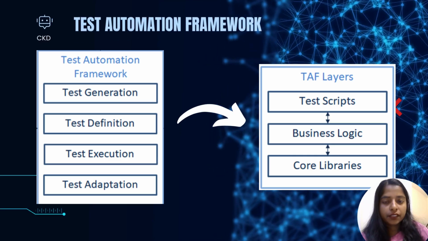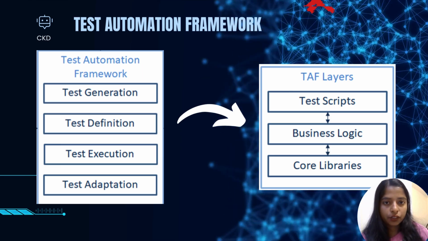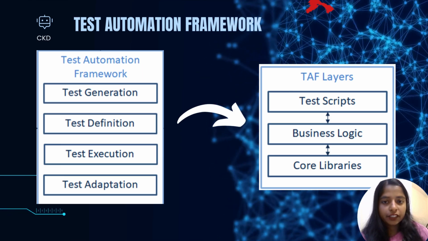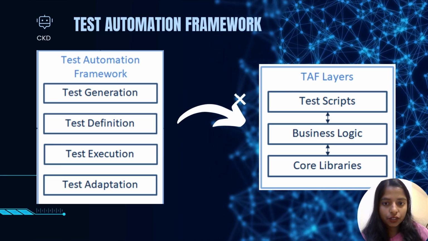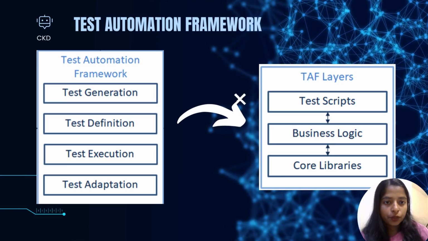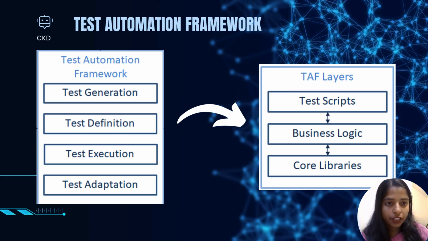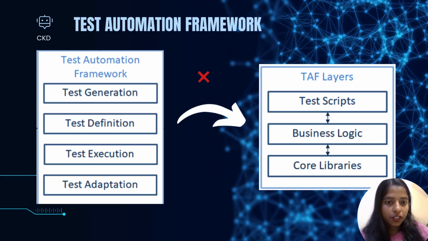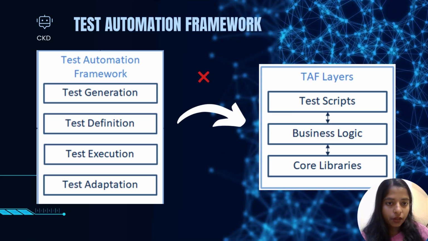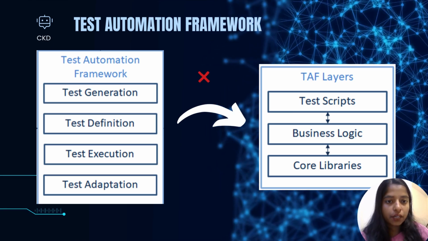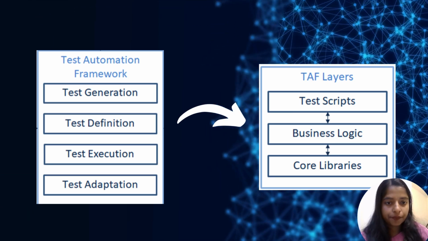In the next step, I studied how to code in a test automation framework. Test generation, definition, and execution should follow the TAF layer architecture, like test scripts, business logic, and core libraries. The core libraries should communicate with the business logic, and the business logic should communicate with the test scripts.